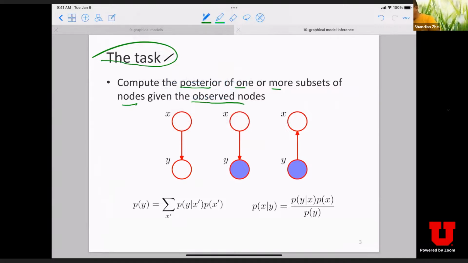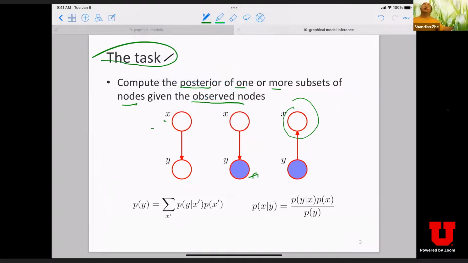For example, suppose you have this simple graphical model. X represents some unknown parameters, and Y is the observed output, some data. Suppose we have collected some data. That means Y is observed and shaded here. Then our goal becomes, given Y, how do we compute the posterior distribution of the unknown variable X?